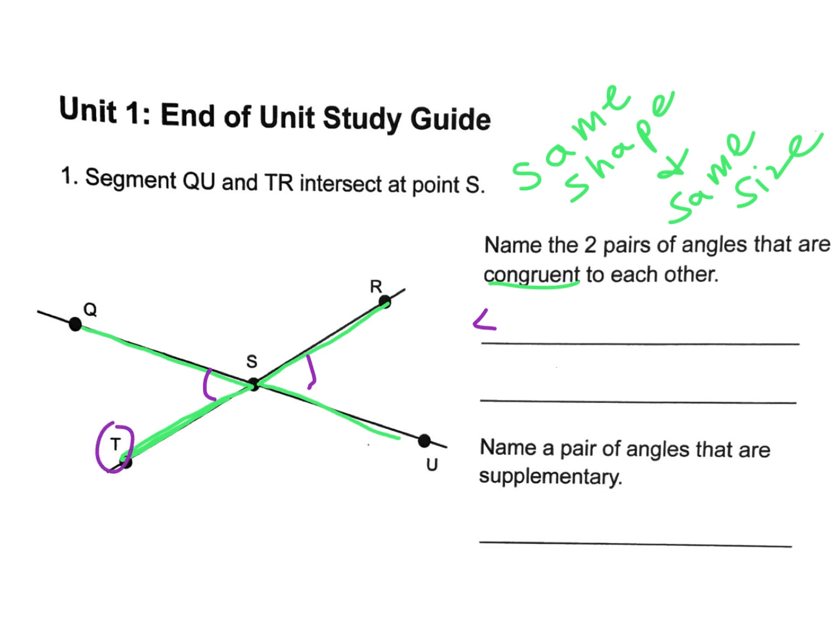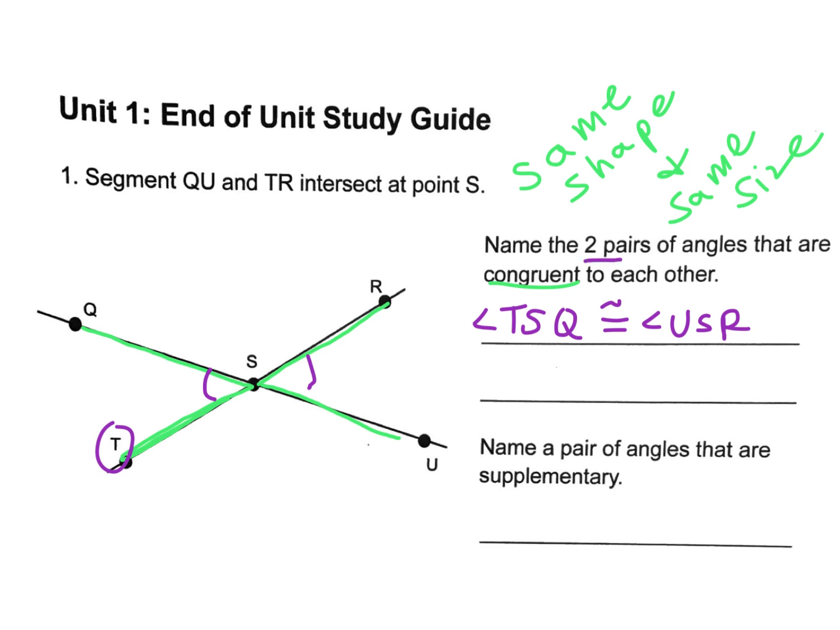So I'm going to do TSQ, and that's congruent to, which is an equal sign with a squiggle. I don't know if we talked about that symbol yet, but TSQ is congruent to angle USR. Okay, so that's one pair.